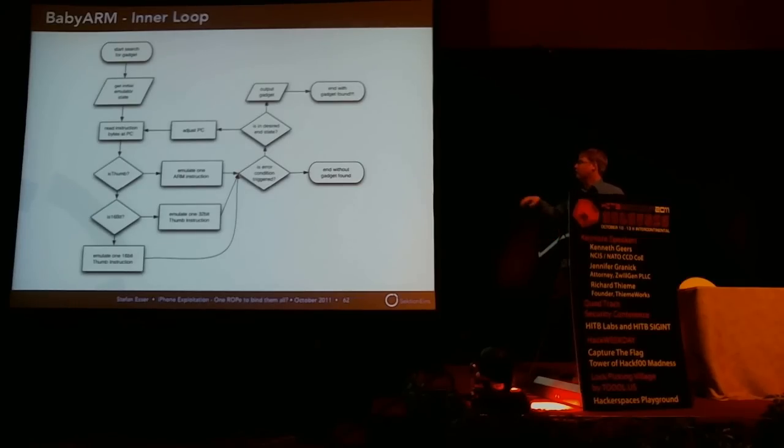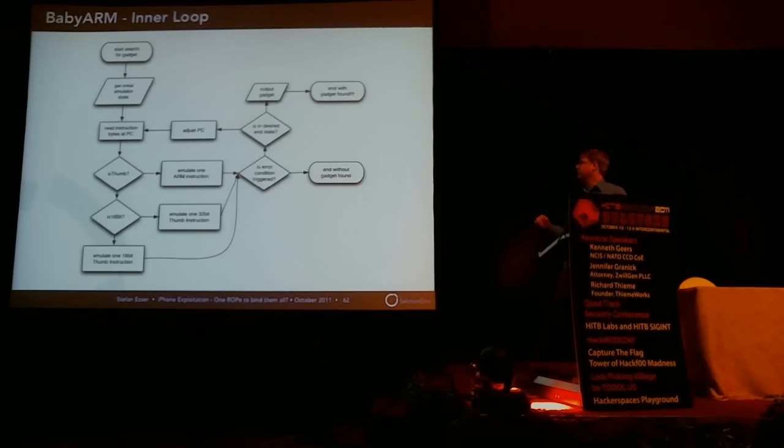So now the inner loop will read the next instruction bytes at the program counter, and then from the state it knows if it's currently in thumb mode or in ARM mode. If it's in ARM mode, it will give it to the ARM emulator. If it's in thumb mode, it will check if it's a 16-bit or a 32-bit instruction, and then give it to the two different emulators.